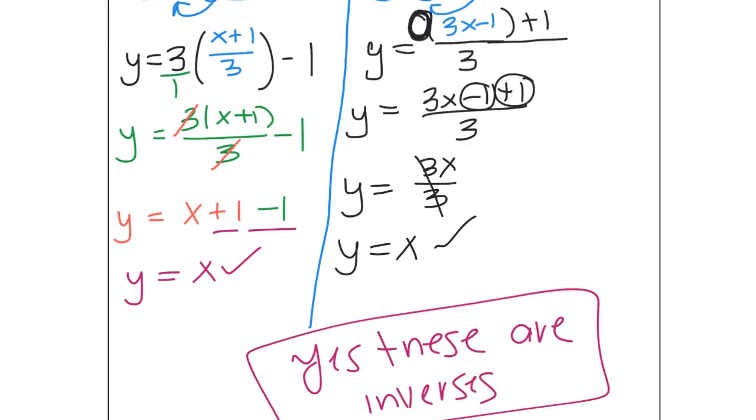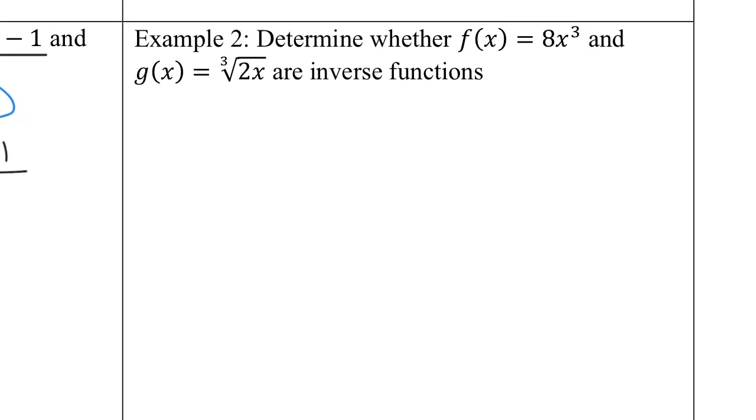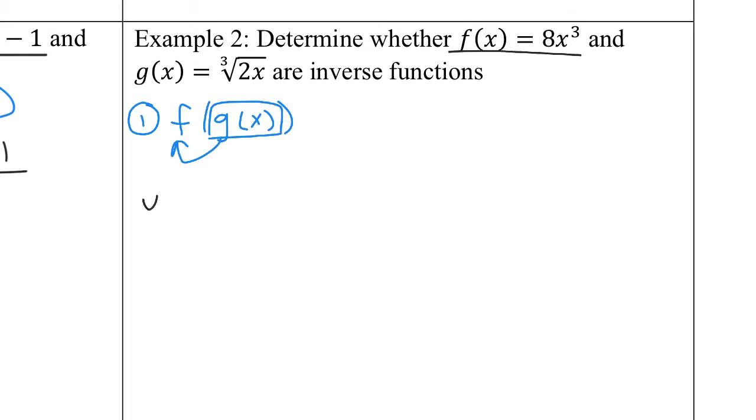Ta-da! Okay, example 2. Determine whether f of x equals 8x to the third and g of x equals the cube root of 2x are inverse functions. So again, we're going to start with f of g of x. We're going to take g of x and replace it inside the f function. So my f of x is 8x to the third. So y equals 8 times whatever x is, and x is now this g function here, the cube root of 2x, to the third. And now we're going to simplify.